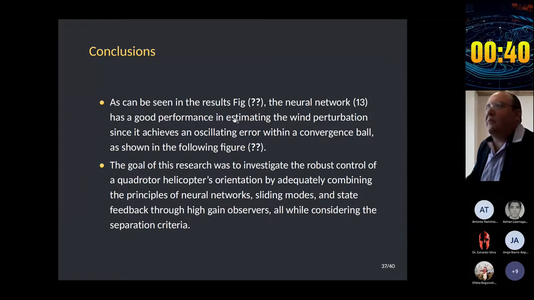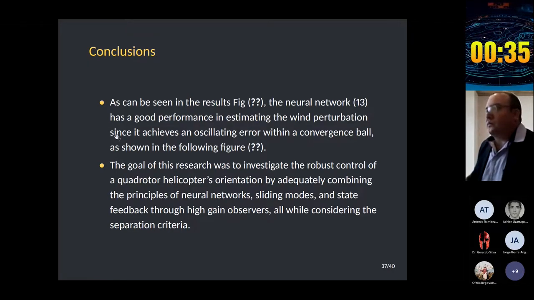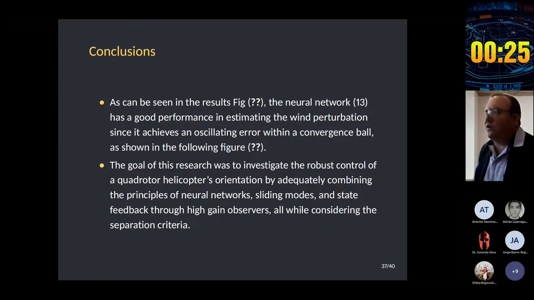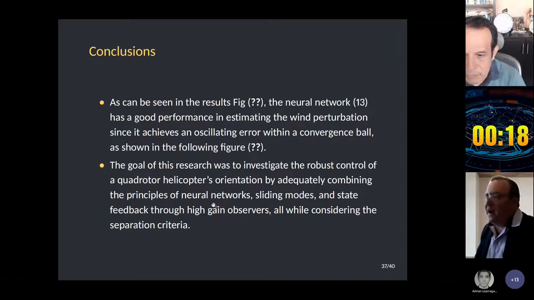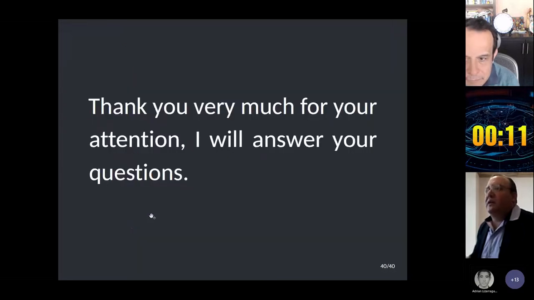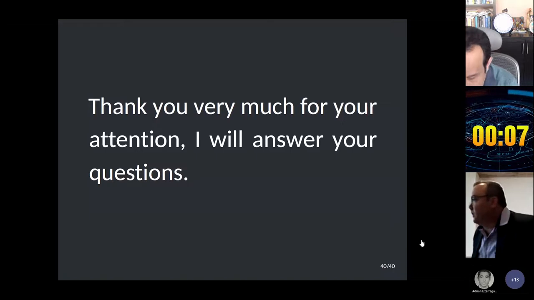Conclusion: as can be seen in the results, the neural network has a good performance in estimating the wind perturbation. The goal of this research was to investigate robust control for quadrotor helicopter orientation and an adequate combination of the principles of neural networks, sliding modes, and static feedback via high gain observer, while considering noise criteria. This is my reference. Thank you very much for your attention, and we answer your questions.